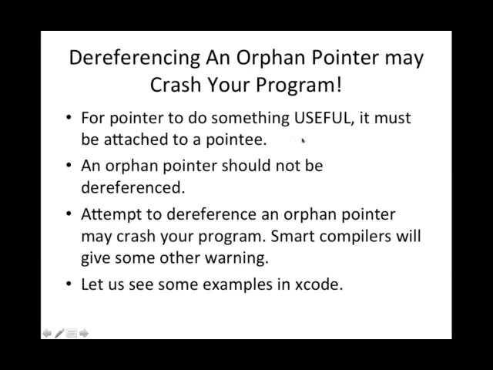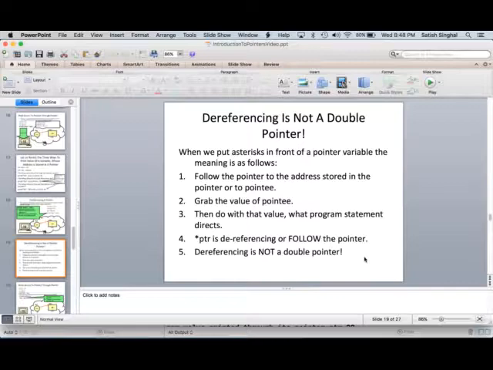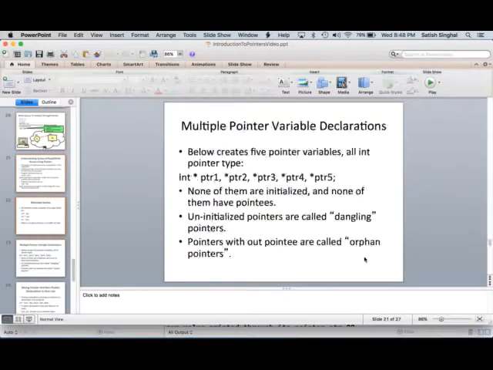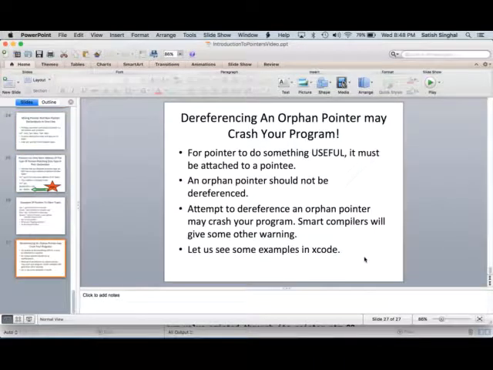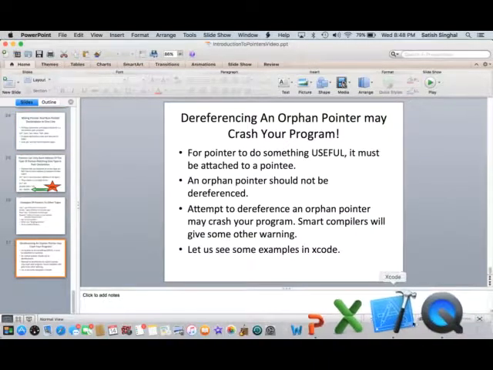For pointers to do something useful, it must be attached to a pointee. Pointers are totally useless if they are not attached to a pointee. So thus, orphan pointers should not be dereferenced. An attempt to dereference an orphan pointer may crash your program. Smart compilers will give some sort of warning. And in Xcode, it will not crash because it's a very smart compiler. But let's see if whatever it shows, it will.